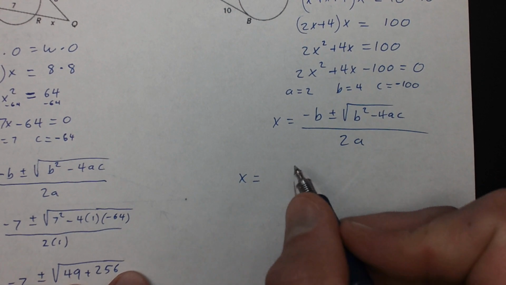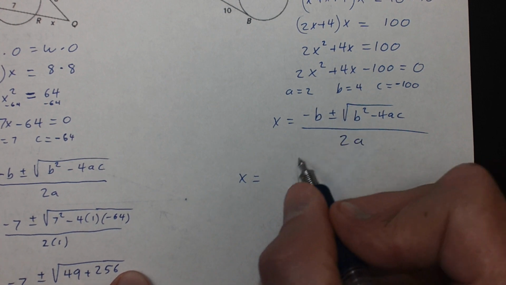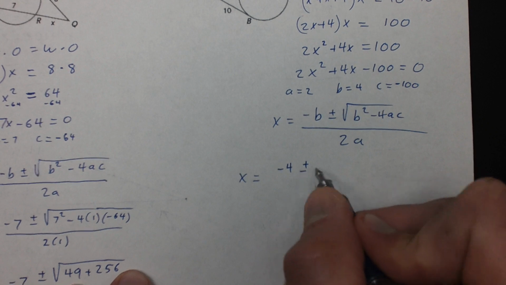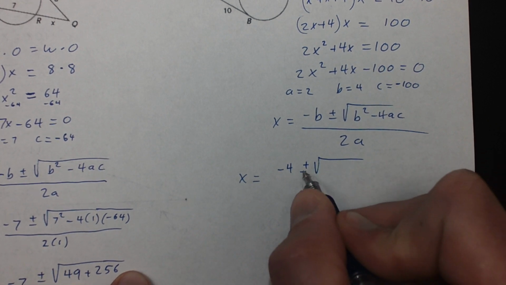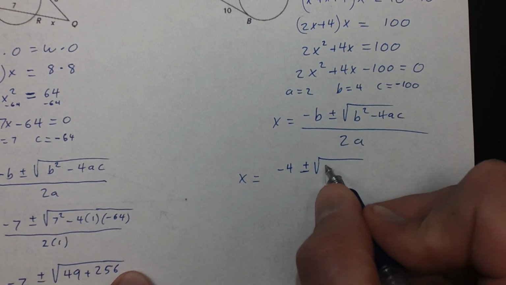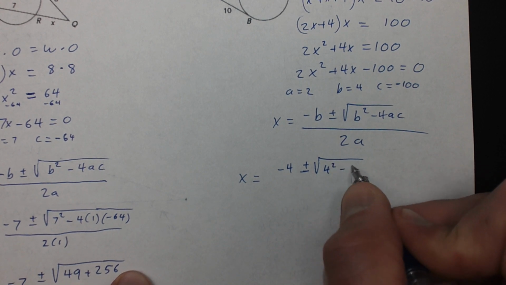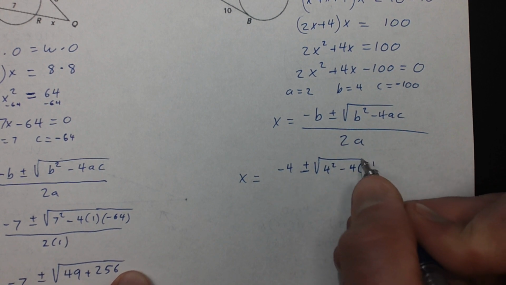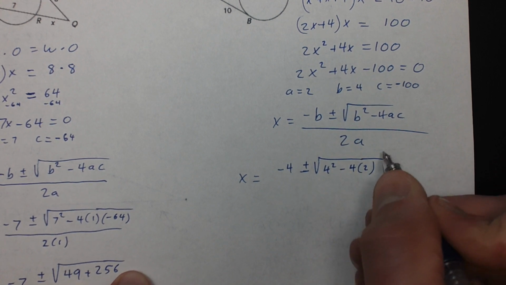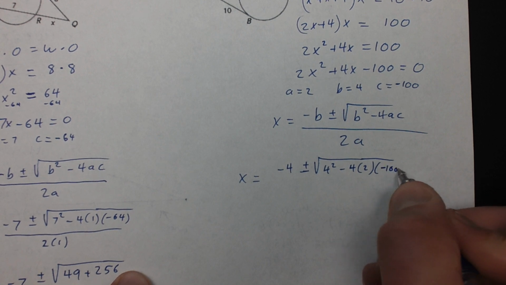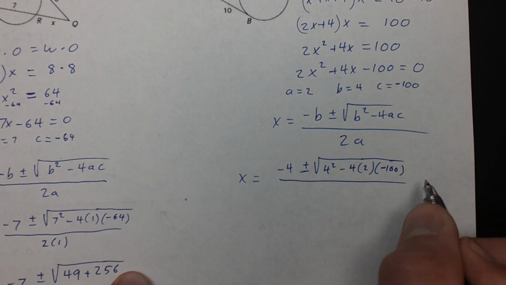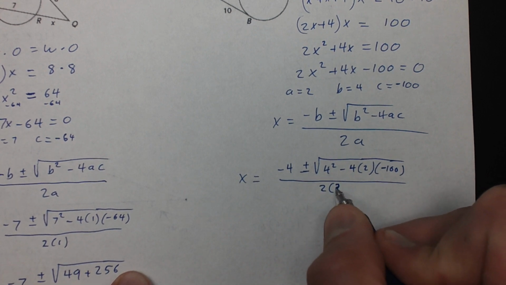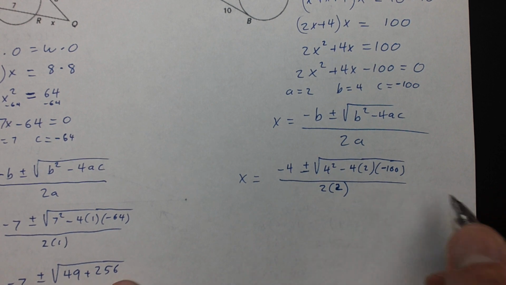X, I'm going to carry this over to the left a little. X is equal to b is a negative b, so that's negative 4 plus or minus the square root of b squared, so that's 4 squared minus 4, a in this case is a 2, c we said was a negative 100, and over 2 times a I just said was a 2, so 2 times 2 on the bottom.